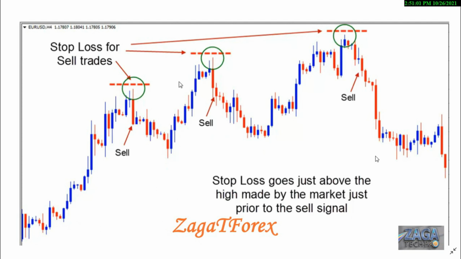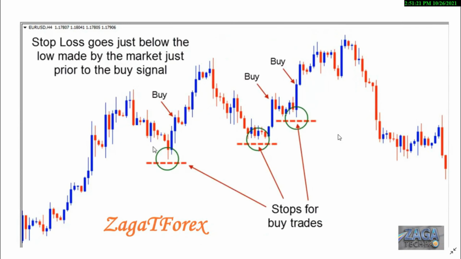This is a typical example if you are going short, if you are going bearish on any market, be it any currency pair. So at any level of resistance, that is where you place your stop loss. Now let's dive into the buy scenario. Take a look at this. The stop loss goes just below the low made by the market just prior to the buy signal. This is similar to what was explained in the sell one.